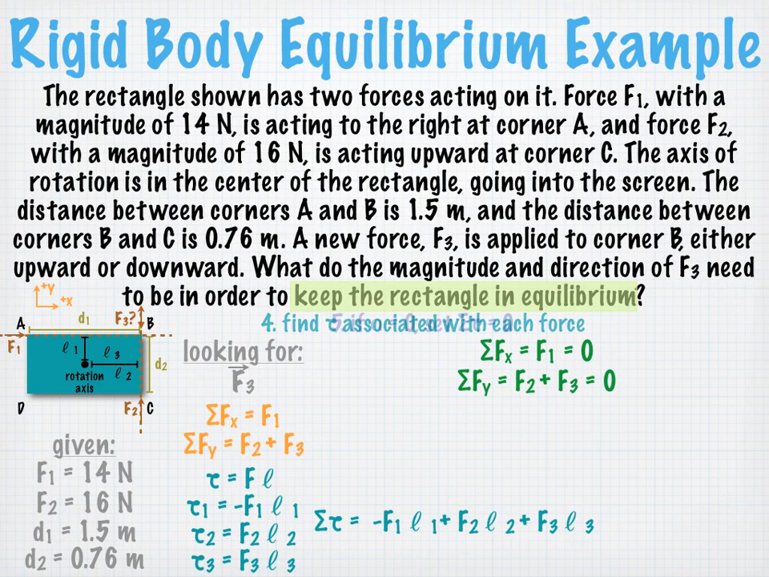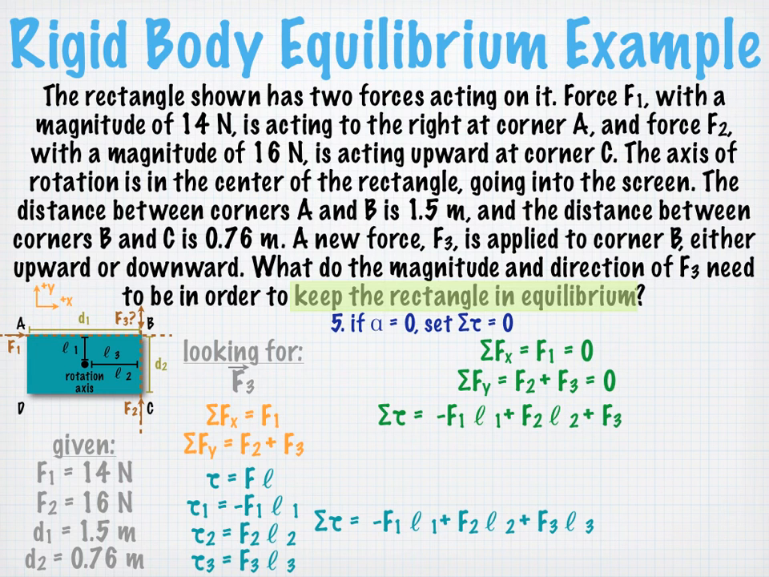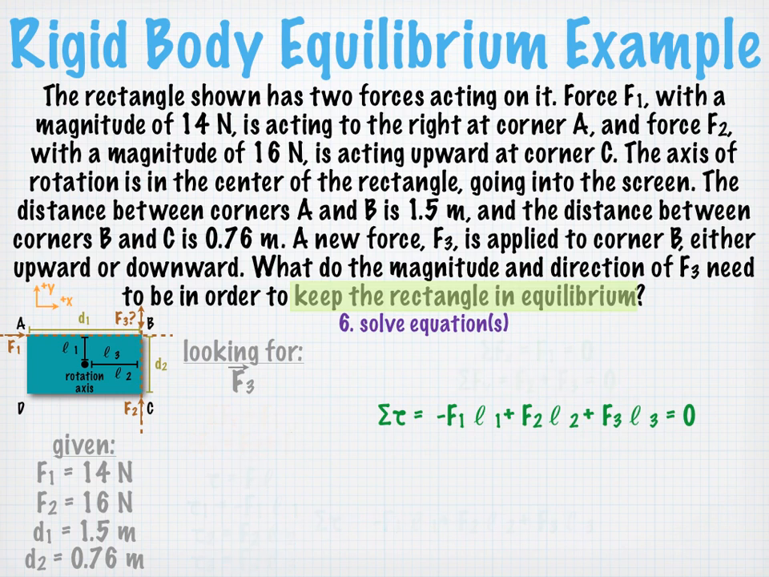Now, if the angular acceleration is equal to 0, we can set the sum of the torques equal to 0. Equilibrium means that the angular acceleration is 0, so we'll do so. Now we can choose an equation to solve. We'll only need one of these, which means that we did some extra work here. We did that because I wanted to take you through all the possible helpful steps. We'll just use the third equation that sets the sum of the torques equal to 0.